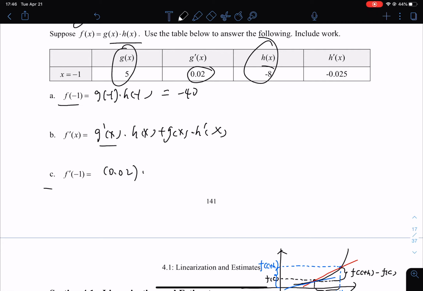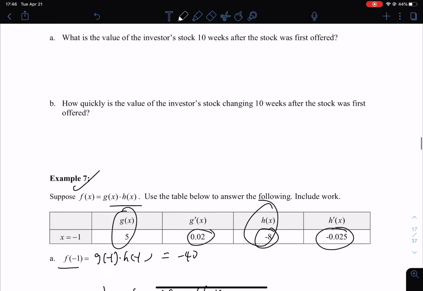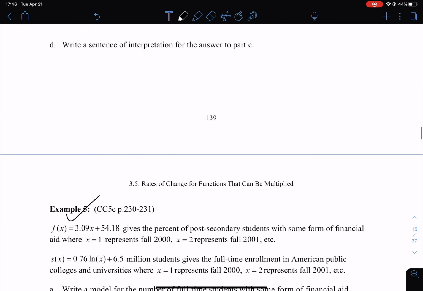H of minus 1 is this one, minus 8. Plus g of x is just 5. H prime of x is just minus 0.025. So the answer is minus 0.285. And then let's go back to example 5.